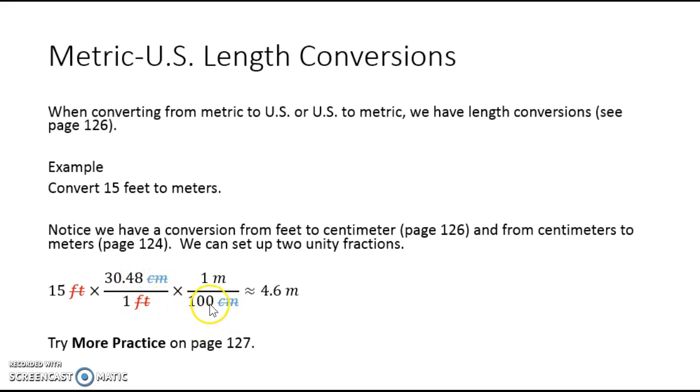And we know that 1 meter is equal to 100 centimeters. And since we're solving for meters, that's going to go on the top, and since we're canceling the centimeters, that goes on the bottom. And then we multiply the tops together, so that's going to be 15 times 30.48 divided by 100, which is going to come out to approximately 4.6 meters.